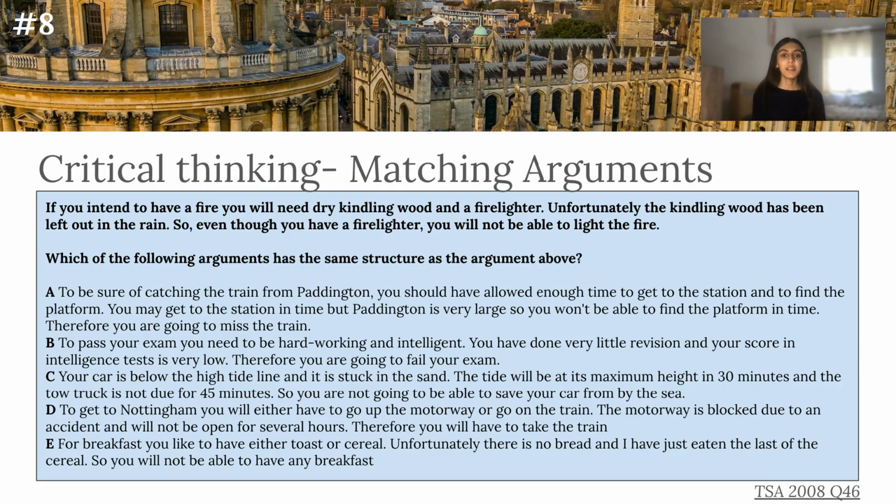So essentially, we change G into catching the train. The goal requires time to get to the station and time to go to the platform. So 2 requirements. With the second sentence, it says, you may get to the station in time. So essentially, you have requirement 1, but you won't be able to find a platform in time. So you do not have requirement 2. Again, it matches because one requirement is met, but the other one has not been met. So therefore, you're going to miss the train. So therefore, the goal, G, cannot be achieved. So it matches the structure completely.